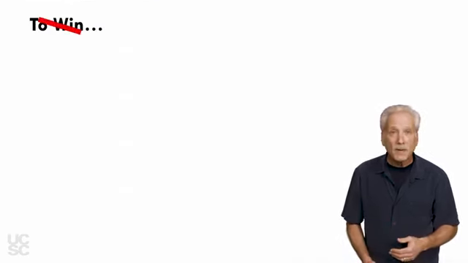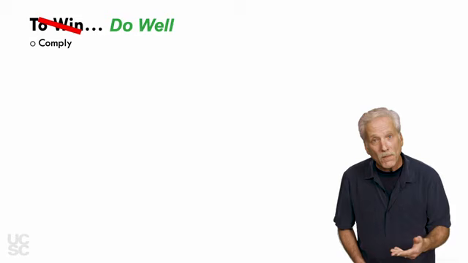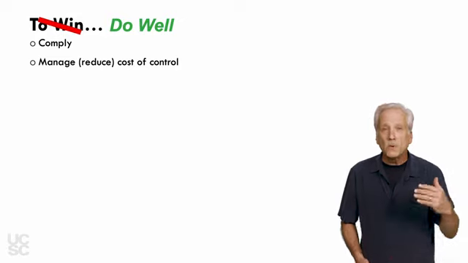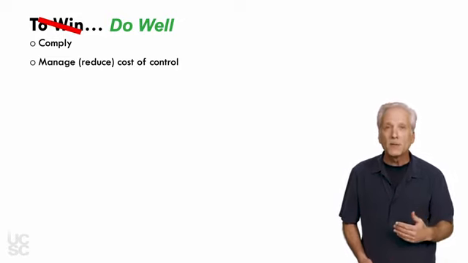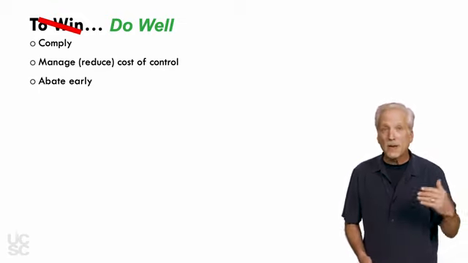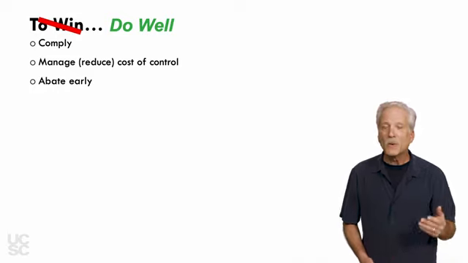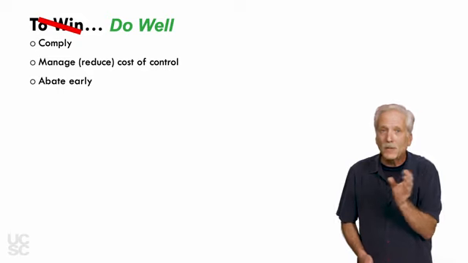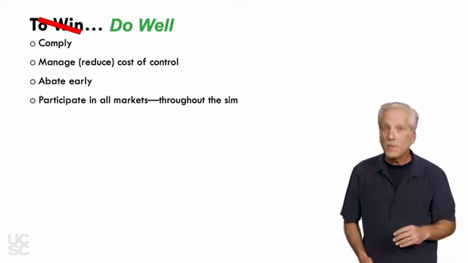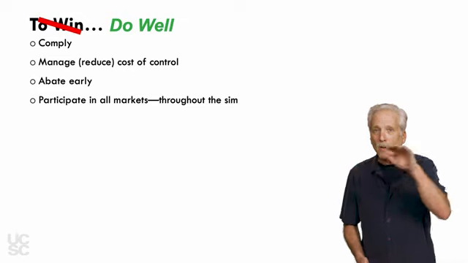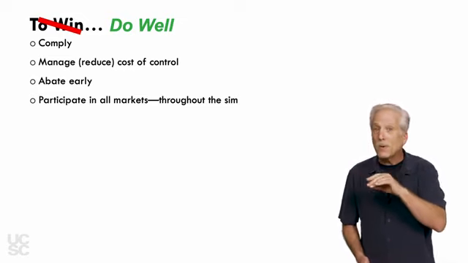To win in this simulation? Well, to do well, you have to comply. Make sure you solve that shortfall. You need to manage the cost of control. All right? Reduce as much as possible what you're spending to solve that compliance shortfall. Abate early. Put on controls early in year 1 or don't do it at all. It's a waste of money if you put on controls after that when we're just running a simulation that's going to take 3 years, 3 virtual years. You should participate in all of the markets throughout the simulation. Understand that the prices may be similar in the auction, the exchange, or the OTC market, or they could be very different.